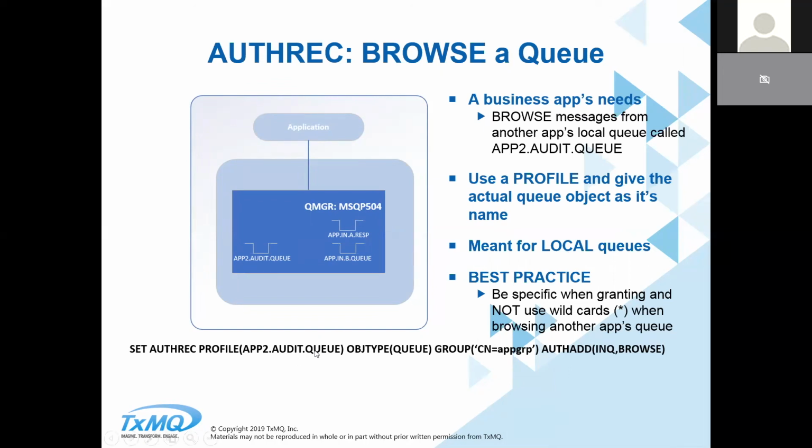So here I go through and I give my example. App2 audit queue for the AUTHREC for this group, and I'm saying that you could inquire and browse.